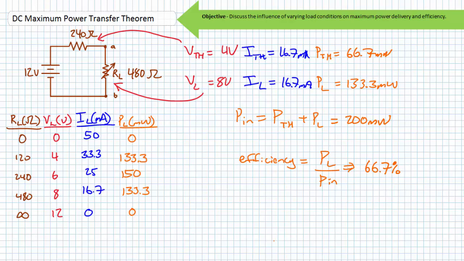The source, however, is delivering the Thevenin's equivalent voltage of 12 volts times 16.7 milliamperes, or 200 milliwatts to the system, 133.3 milliwatts of which are being put to good use. The other 66.7 milliwatts of power are dissipated by RTH and are considered a loss to the system. In this case, power delivered to the variable load resistor is less than maximum power conditions. However, it's now being used more efficiently.